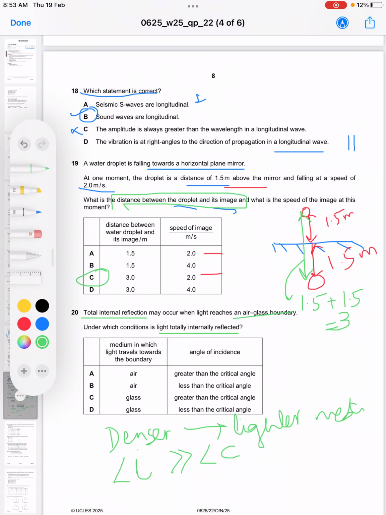So you need to choose from C and D, and the incident angle is greater than the critical angle, so it is option C, this one. Let's move to the next question.